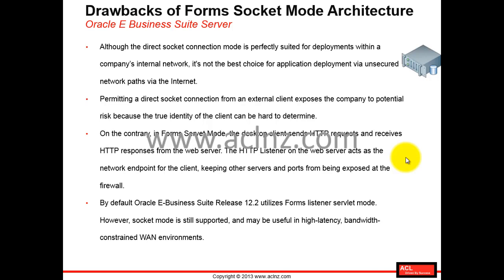Now, by default, as far as release 12.2 of E-Business Suite is concerned, the architecture is Forms listener servlet mode. However, socket mode is still supported and may be useful in high latency, bandwidth-constrained wide area network environments. Now let's go and understand what the real advantages of Forms socket mode architecture are over Forms listener servlet mode architecture, and vice versa.